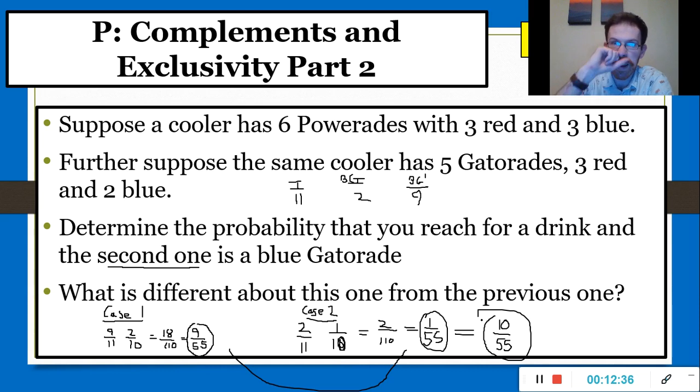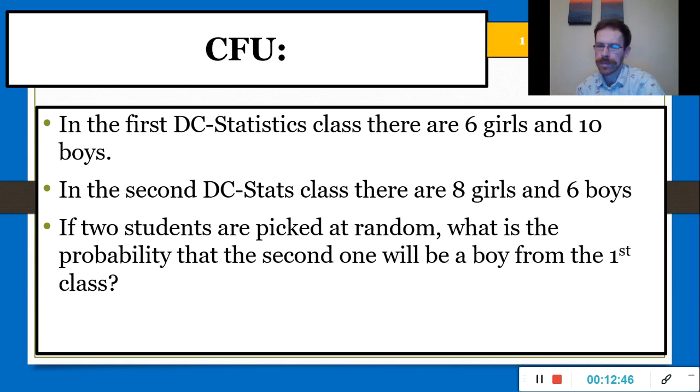That's not really that bad. It's a little under 20%. I don't have a calculator on me right now.